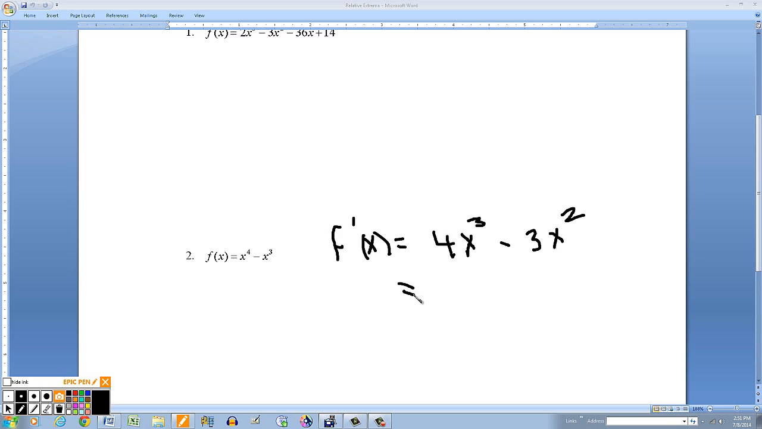So we factor out an x squared, and we're left with 4x minus 3. Okay, so you can see then that this derivative is going to be 0 whenever the x is 0. So I put a 0 here. 0 times anything is 0. So 0 would be a critical number. Okay, 0 is a critical number.